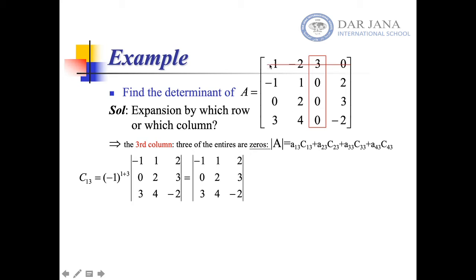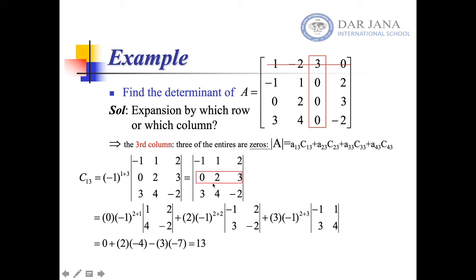The minor M13 deletes the first row and the third column. What's left? Negative 1, 1, 2, 0, 2, 3, 3, 4, negative 2. So now we have a 3 by 3 matrix. We find its determinant using the rules that we just took. To find the 3 by 3 determinant, we also need to select a row or a column to expand using minors and cofactors. I will select the second row because it contains a 0, and then we'll find the determinant. The determinant happens to be 13. Try to do it by yourself.